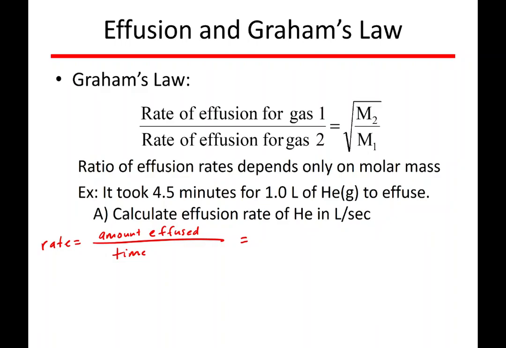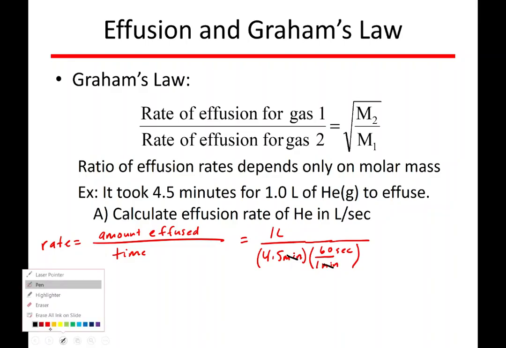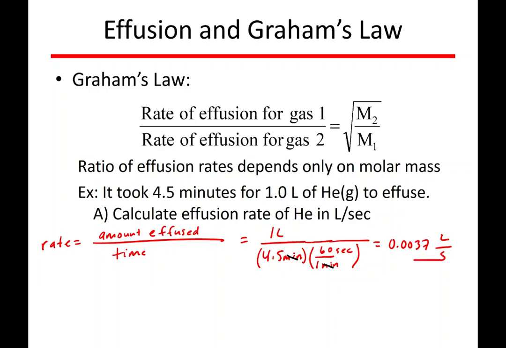And so the amount that effused, we were told, was 1 liter, and that happened in 4.5 minutes. So that's our time. And because we want to have the effusion rate in units of liters per second, right now we recognize this is liters per minute. We've got to convert the minutes to seconds. And we know how to do that because we know that in 1 minute, there are 60 seconds. So there's our conversion factor. We see that the minutes cancel out, and now we have seconds on the bottom. Our units are liters per second. The effusion rate for the helium gas will come out to 0.0037 liters per second. And there we have it.